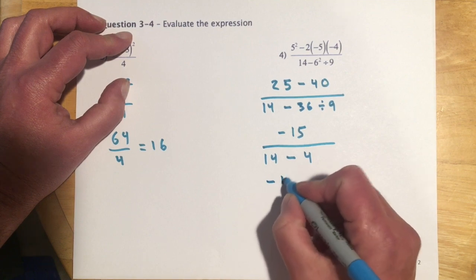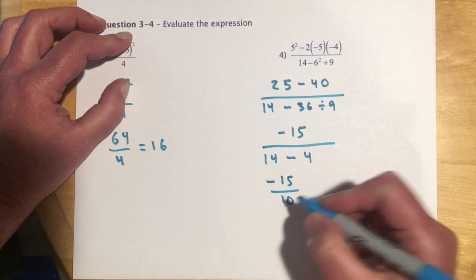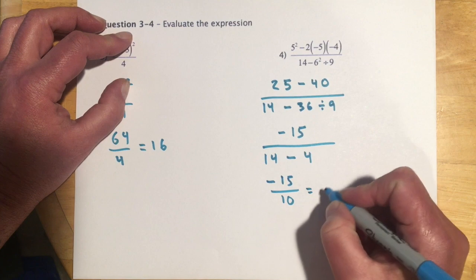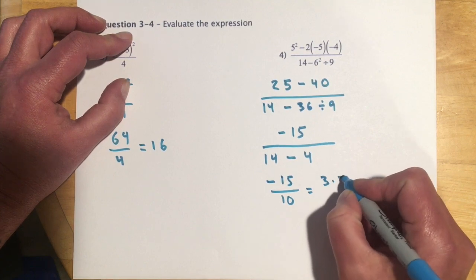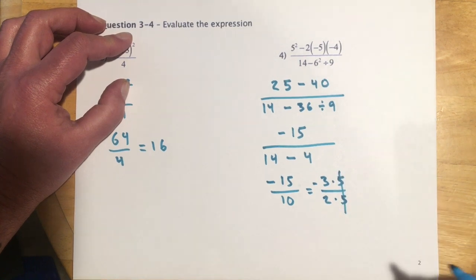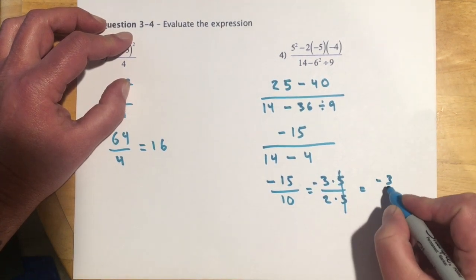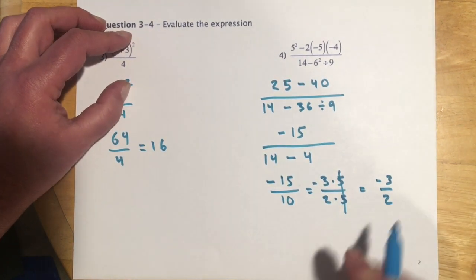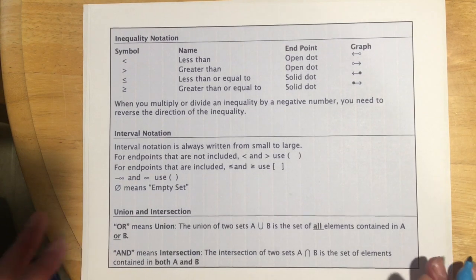And then -15 over 10. And then reducing the fraction. So again, I'm thinking of this as 3 times 5. I'm thinking of this as 2 times 5. I'm canceling the 5's. I got -3 halves.